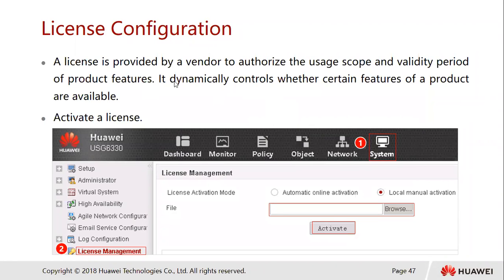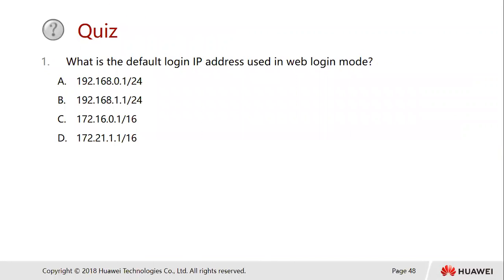Okay, how about the issue of license? So a license is provided by a vendor to authorize usage scope and validity period of the product features. So you find that if you buy a certain license, and if it doesn't have the features that you want, you can buy another license with more features.